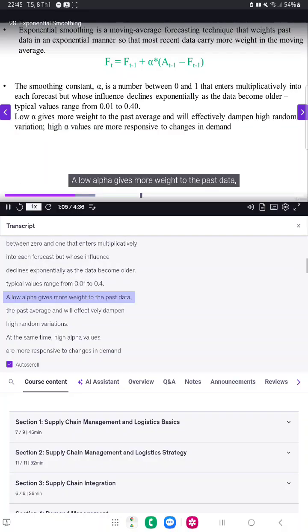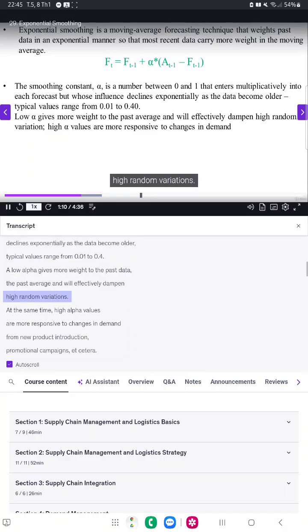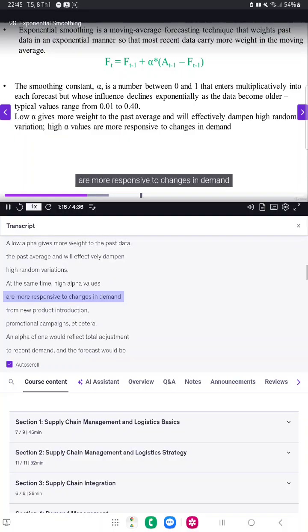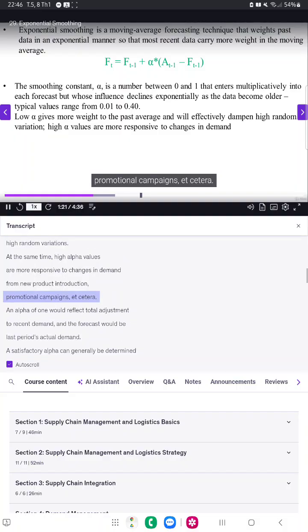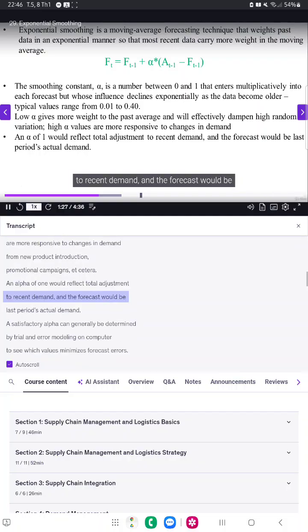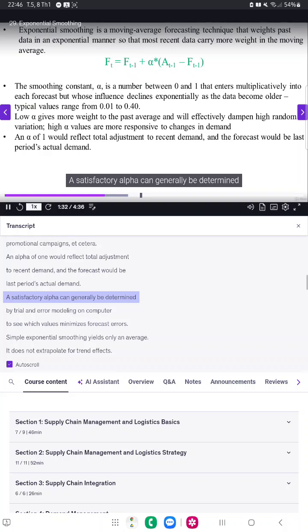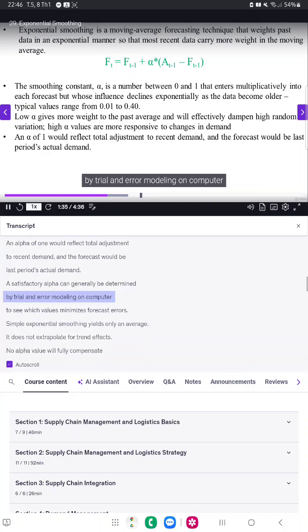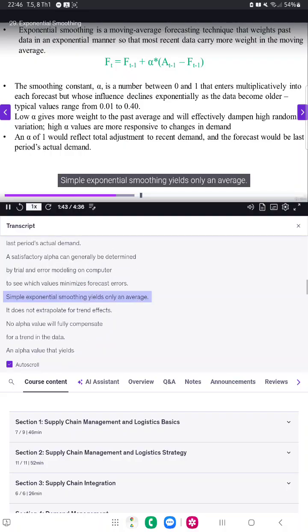Low alpha gives more weight to the past data, the past average, and will effectively dampen high random variations. At the same time, high alpha values are more responsive to changes in demand, from new product introduction, promotional campaigns, etc. An alpha of 1 would reflect total adjustment to recent demand, and the forecast would be last period's actual demand. A satisfactory alpha can generally be determined by trial and error modeling on computer to see which values minimize forecast errors.